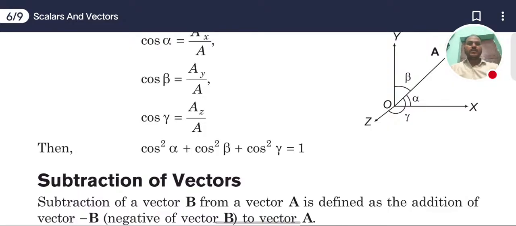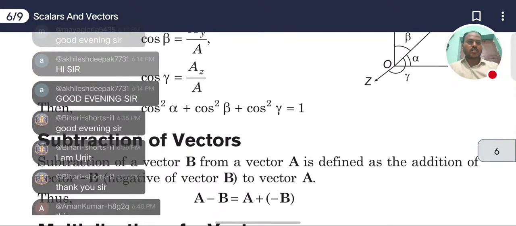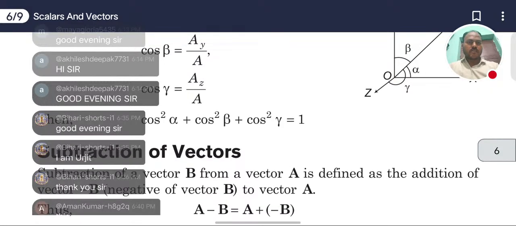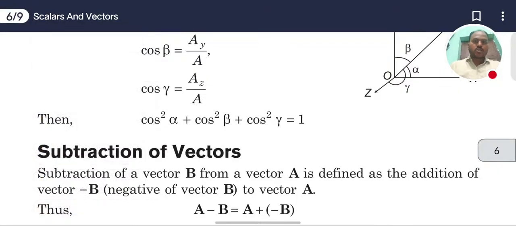Now the next one, the last topic we are going to discuss today in vector scalar and vector addition. Tomorrow we will discuss the next topic. The last topic is subtraction of vector. Later we will summarize the topics we have studied today in the live session.